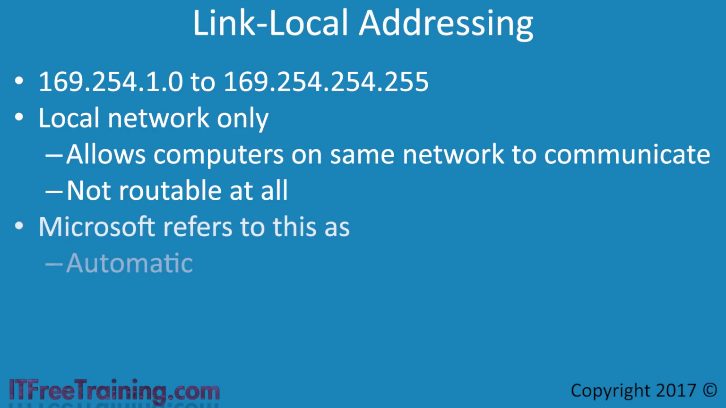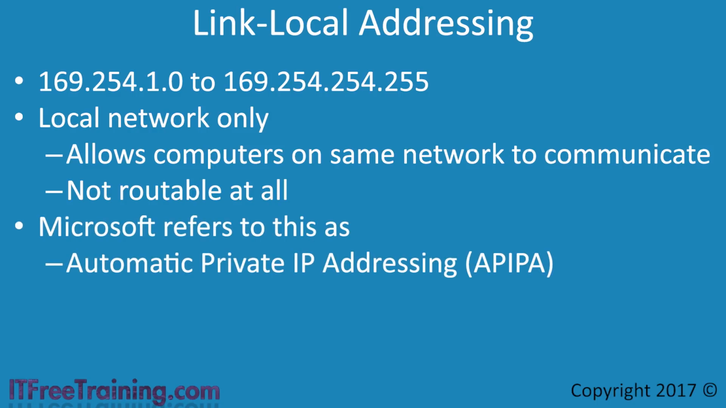Microsoft refers to this as Automatic Private IP Addressing, or APIPA. If you, for example, connect two Windows computers together so they are on the same network, however no other devices are on the network, both computers will get an IP address from the link local address range. The two computers will then be able to communicate with each other, but cannot access other networks even if they later become available. In order to do this, the IP addresses the computers were using would need to change.